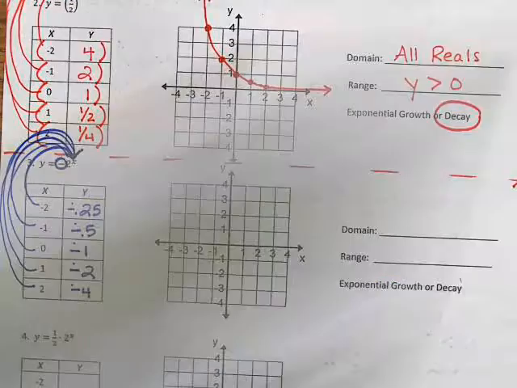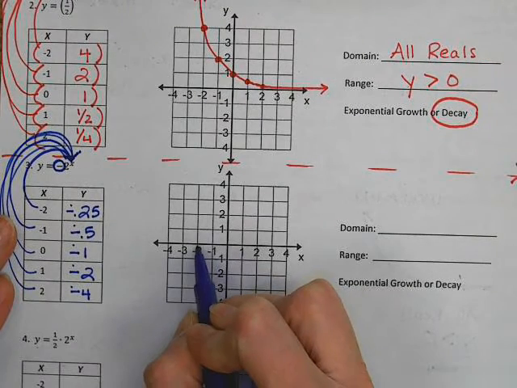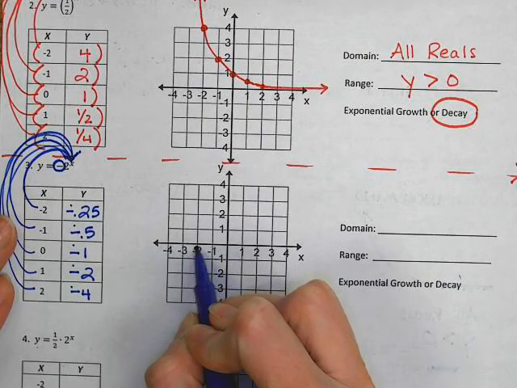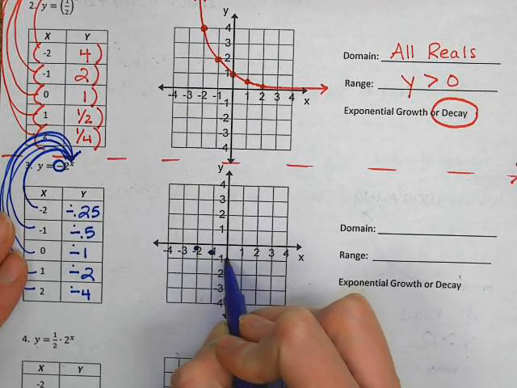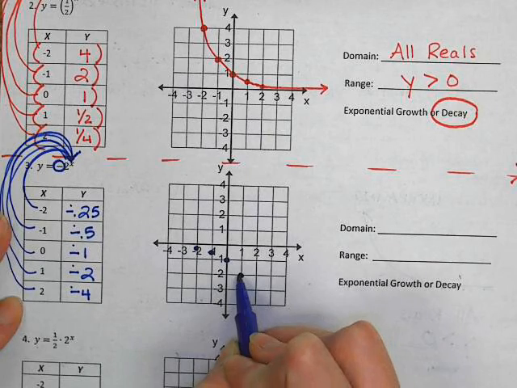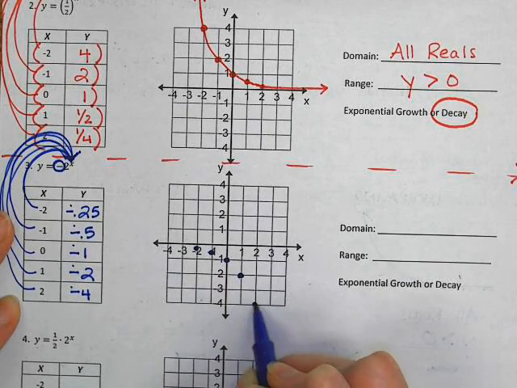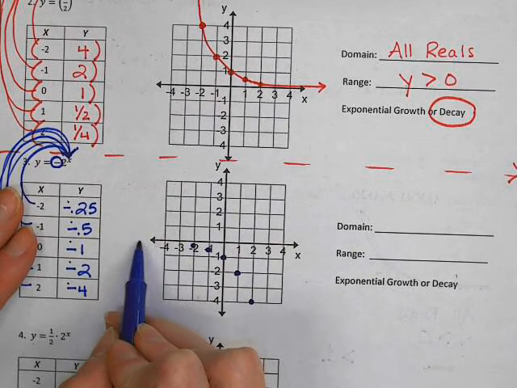All right, let's plot our points. So we got negative 2, negative 0.25. We got negative 1, negative 0.5. We got 0, negative 1. We got 1, negative 2. And we got 2, negative 4. And then you're going to connect the dots, but you're never going to cross 0.